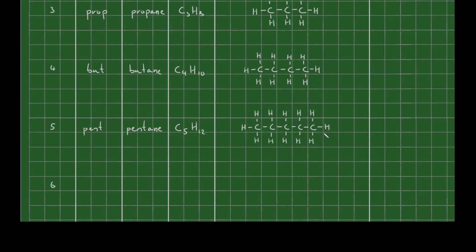Let's keep going. If the longest continuous chain contains 6 carbons, then the prefix is hex, and the name of the compound is hexane. The molecular formula will be C6H14. This means that now I will have 6 carbons in a row that are linked together, and each carbon needs to have 4 bonds, so I'm going to draw those in as well. As before, these bonds will connect to hydrogens.